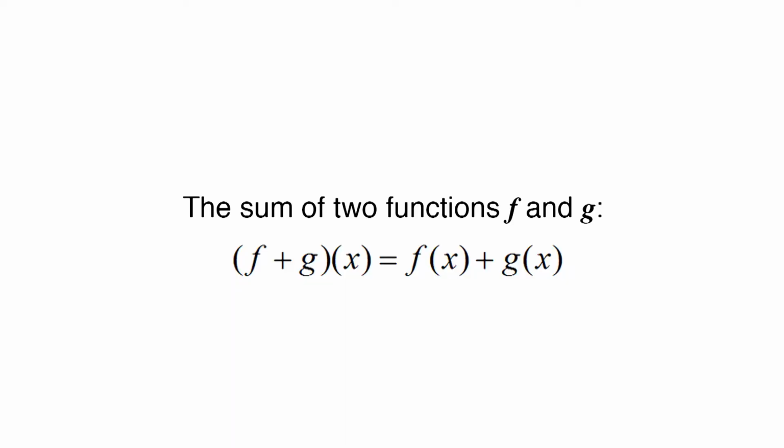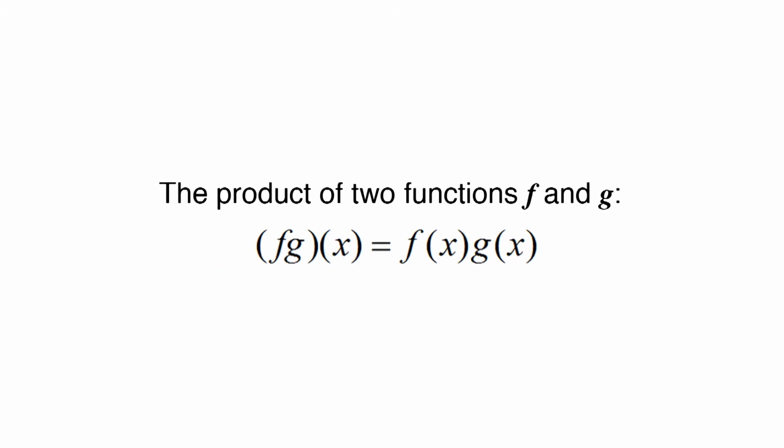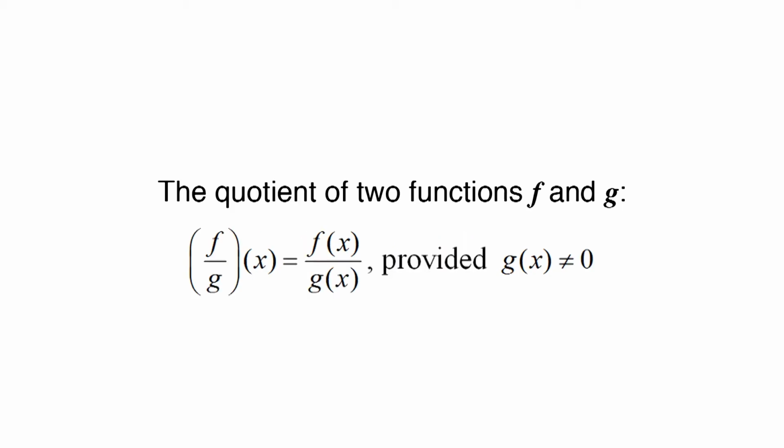The sum of two functions f and g: f plus g of x equals f of x plus g of x. The difference of two functions f and g: f minus g of x equals f of x minus g of x. The product of two functions f and g: f g of x equals f of x into g of x. The quotient of two functions f and g: f upon g of x equals f of x upon g of x, provided g of x is not equal to 0. F upon g is not defined at those points x at which g of x equals 0.